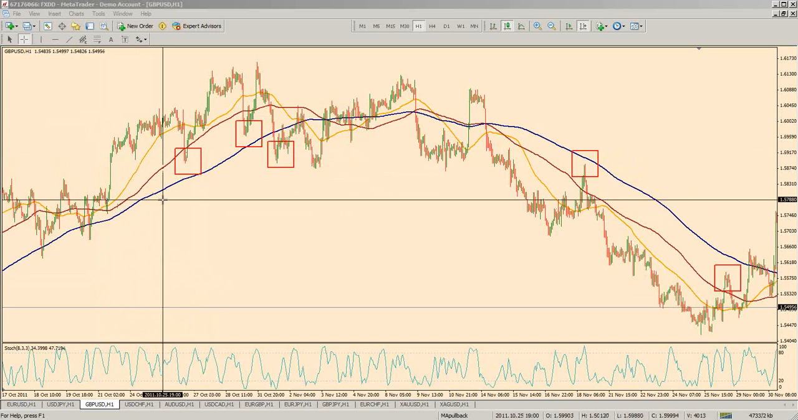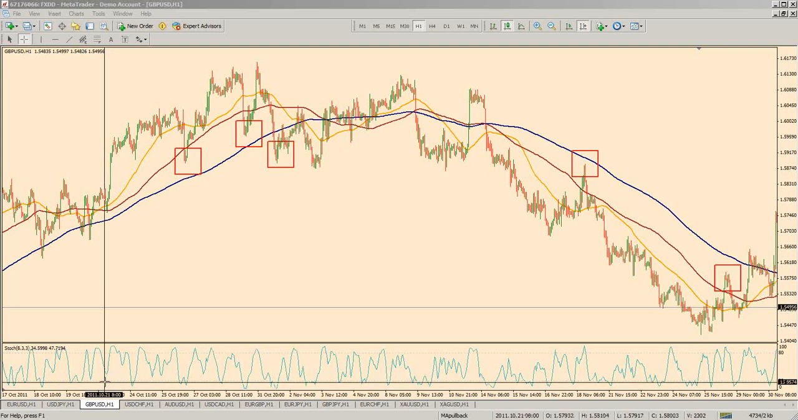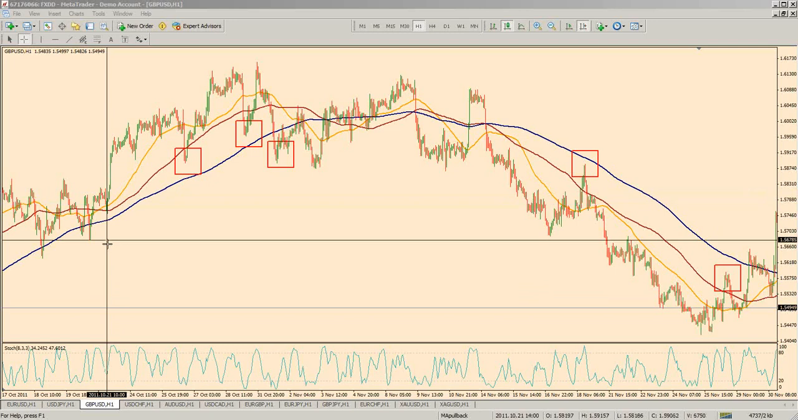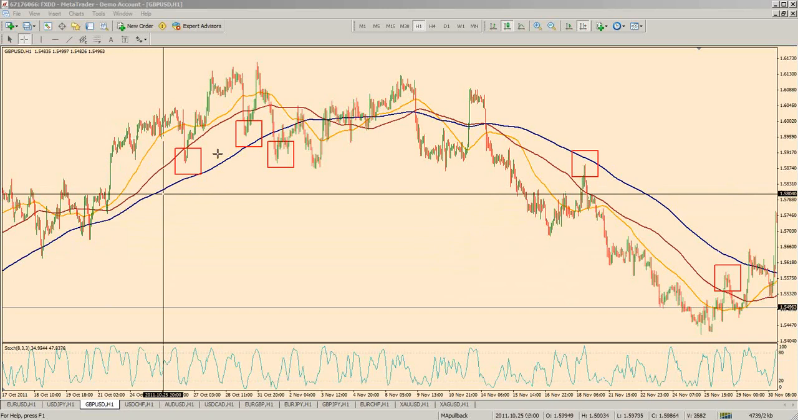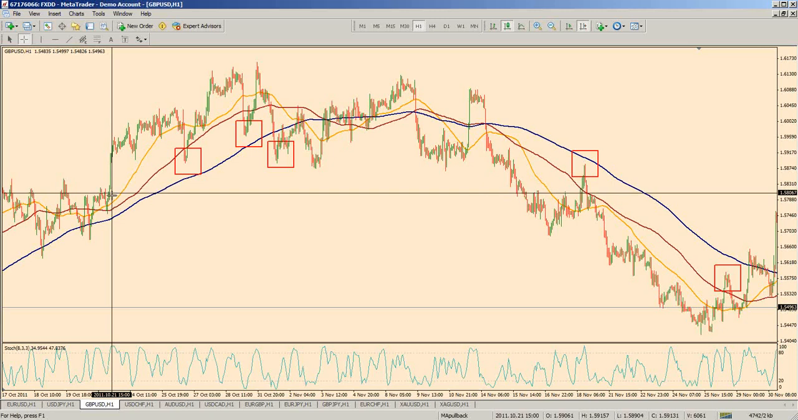Now, the problem here is it doesn't conform to my methodology. We don't have a pullback that crosses above oversold, and therefore I'm not going to take that trade. Now, you may say, you missed a great trade there. Absolutely, I missed a great trade. But am I going to worry about it? No, I'm not going to worry about it because I don't want to bring my emotions into trading.